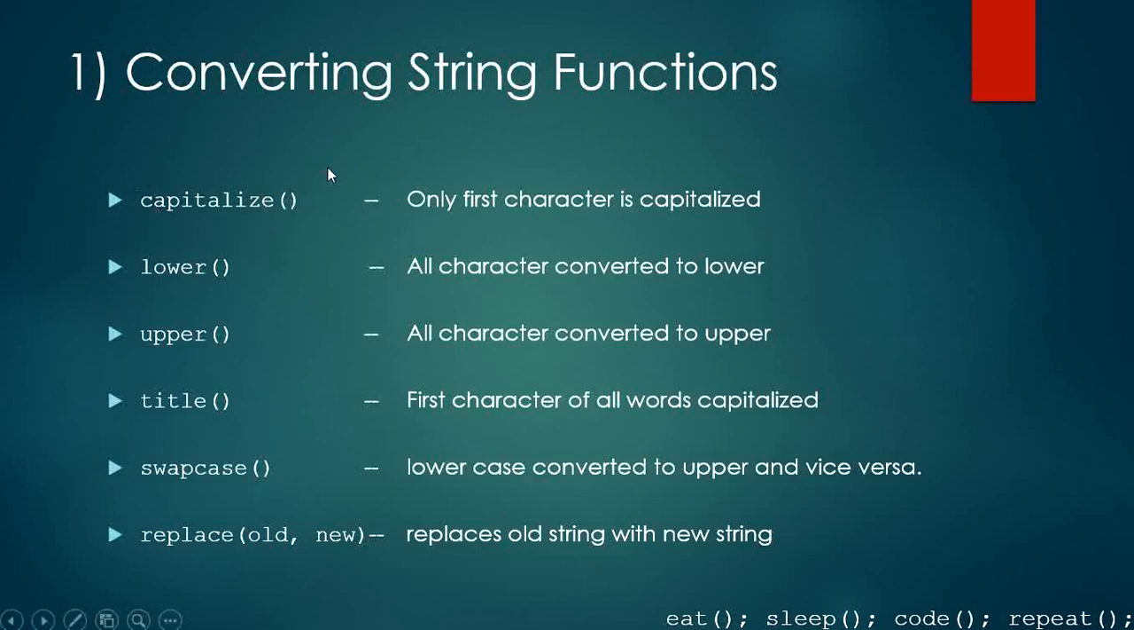The first is capitalize, which makes the first character of the string capitalized. Then we have lower, which converts all the characters to lowercase. Upper converts all the characters to uppercase. Then title converts the first letter of every word to be capitalized. Then swapcase converts lowercase to uppercase and vice versa. And then replace, old and new: whatever the old substring is will be replaced with the new string. So let us move to the IDE so that we can learn more about these converting string functions.